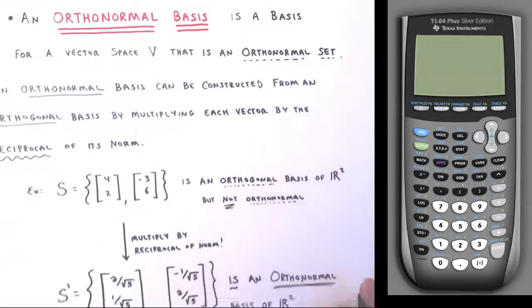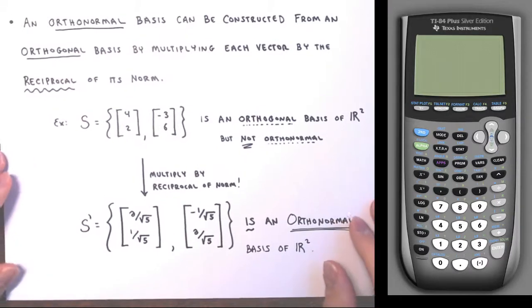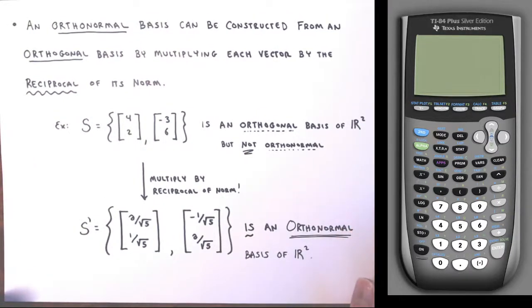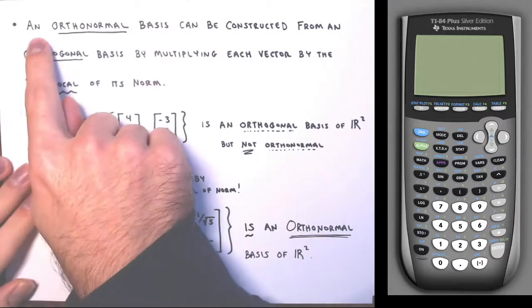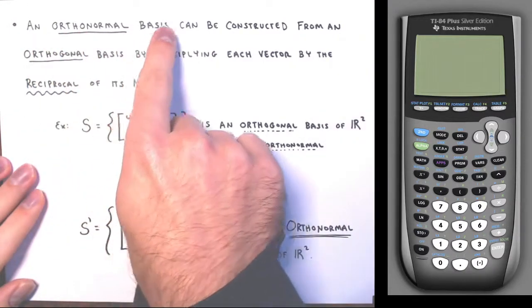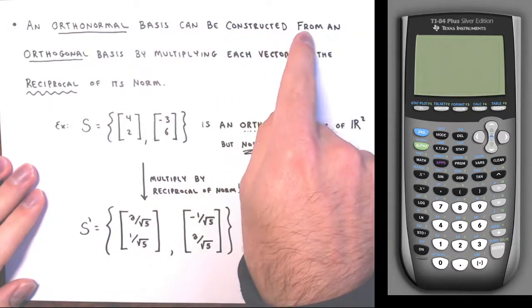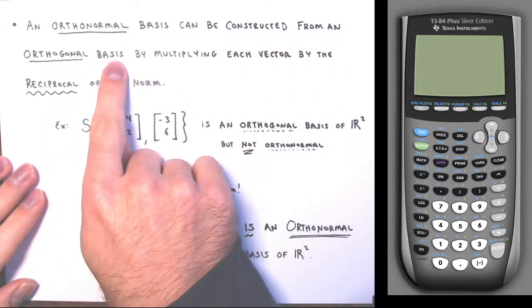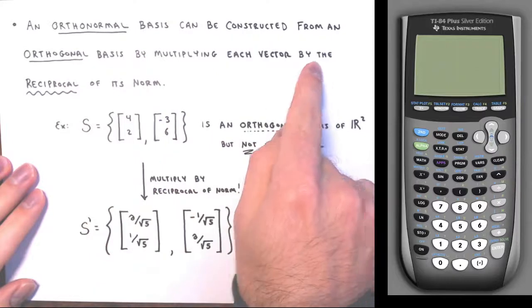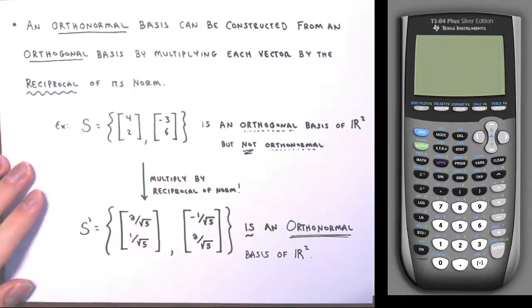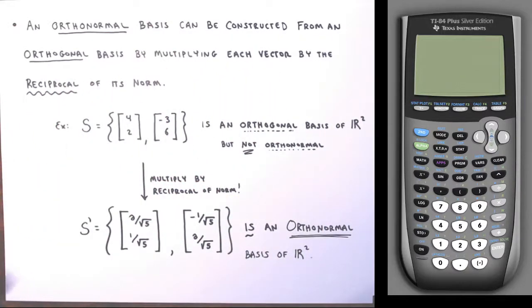So I've got on this next page, right? And again, I think I've written something like this similarly when we talked about changing an orthogonal set into an orthonormal set. It's the same procedure. So an orthonormal basis can be constructed from an orthogonal basis by multiplying each vector by the reciprocal of its norm, or you could say dividing by its norm.